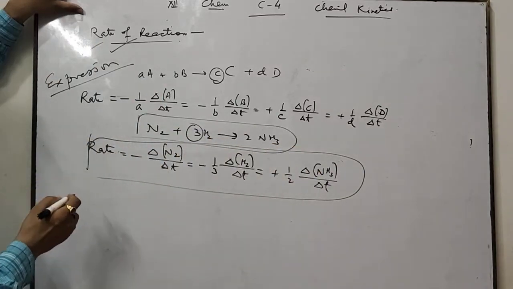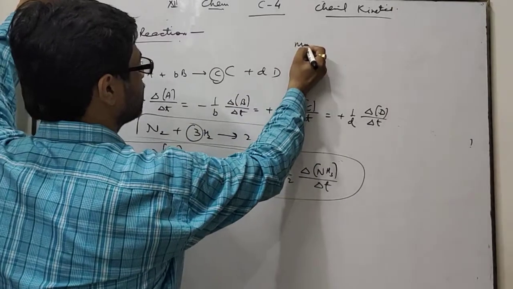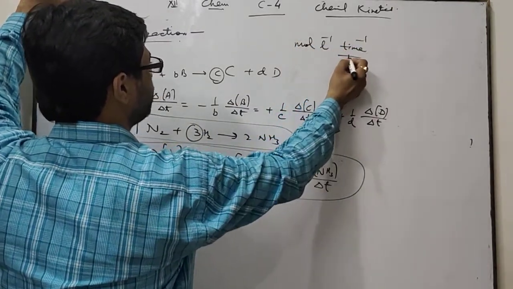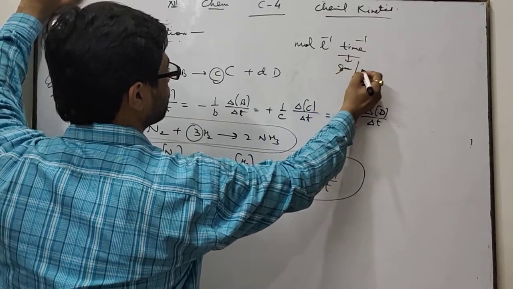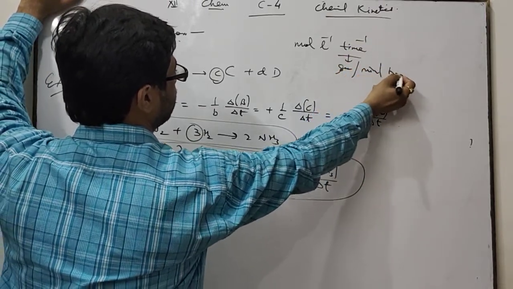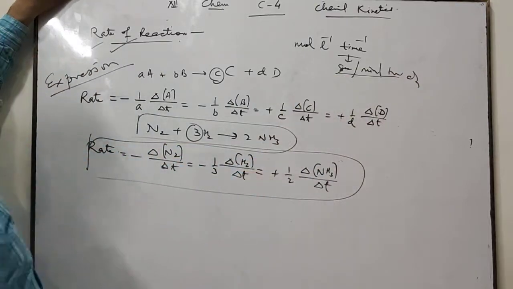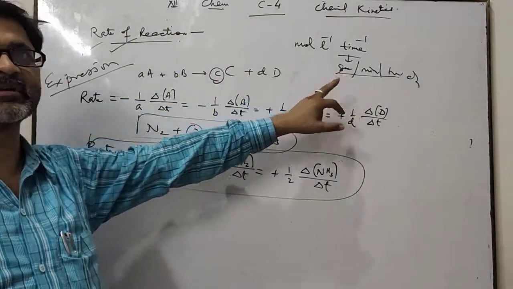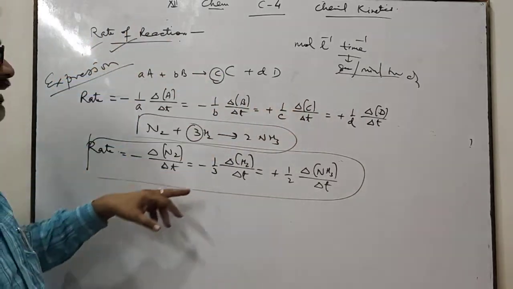What is the unit of rate of reaction? The unit of rate of reaction is mole per liter per time. This time may generally be in seconds, but it may be in minutes, hours, days, etc. Any other time unit can be used here, but in most reactions, time is in seconds. This is about the rate of reaction.